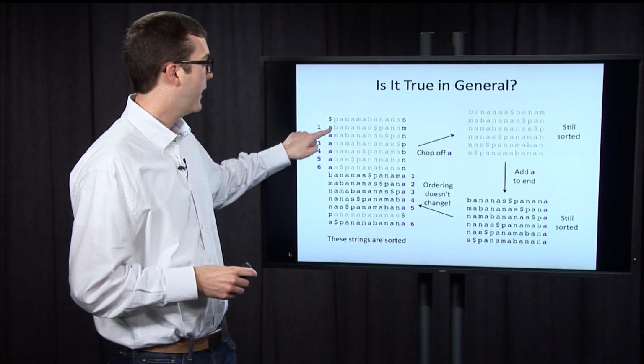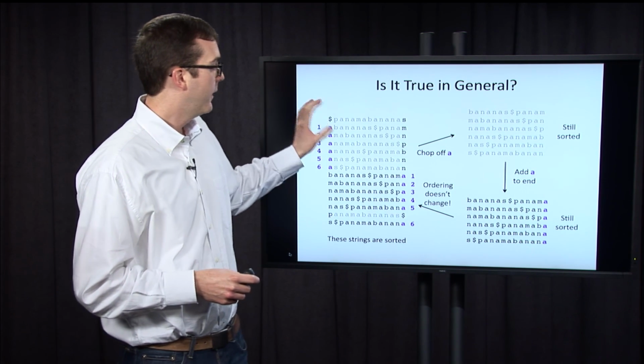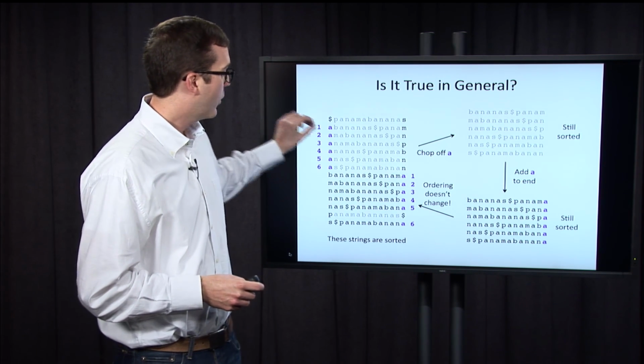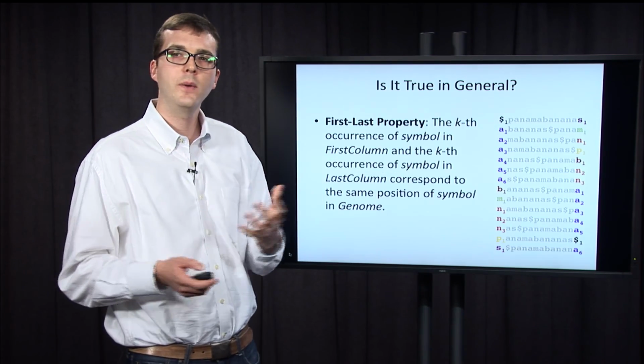Okay? And so that's what's saying: if this occurrence of A was here, then it has to be the same in the original string as this occurrence of A. And so these correspond 1 to 1, 2 to 2, and so on. All right? How can we state this in general?